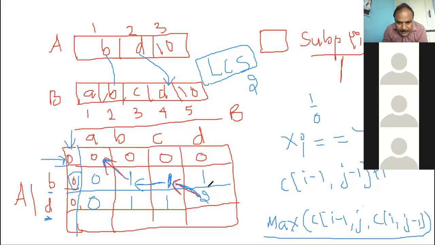This indicates there is a match here and here, so you are moving from one row to another row. You can see B is matched here and D is matched here. The characters that are matched are this B and D. Is it clear to you?